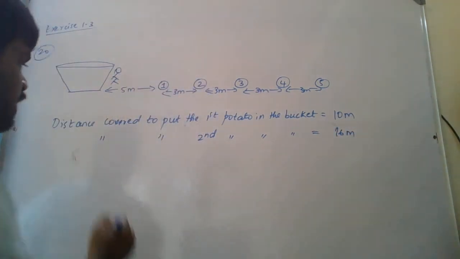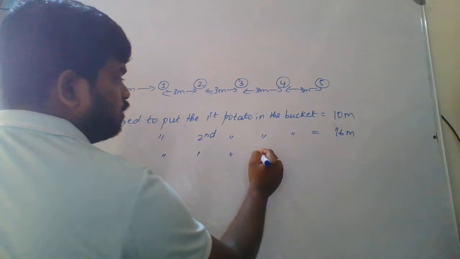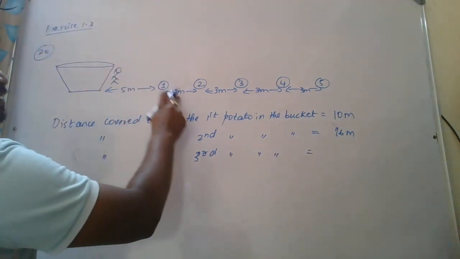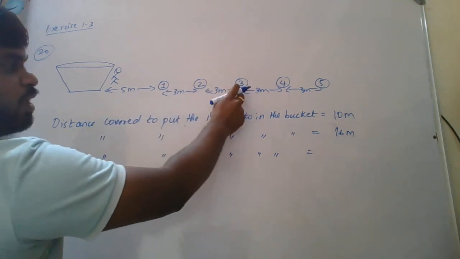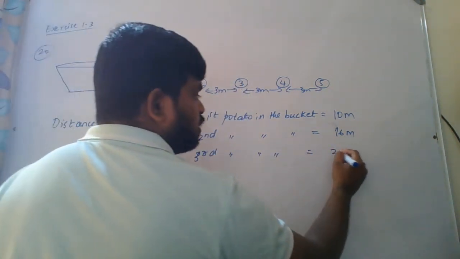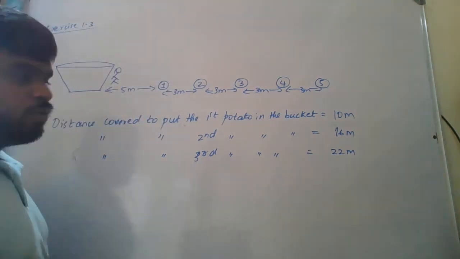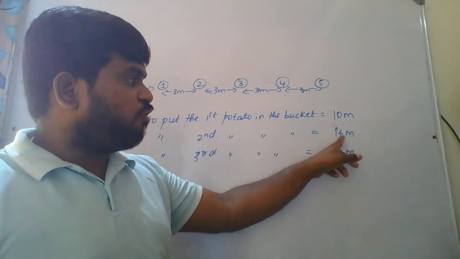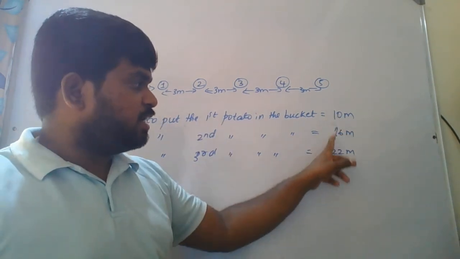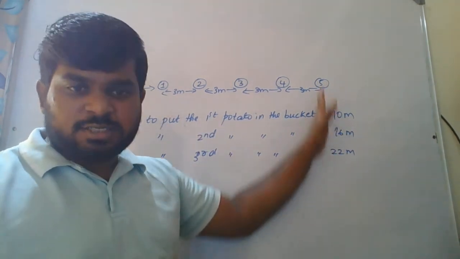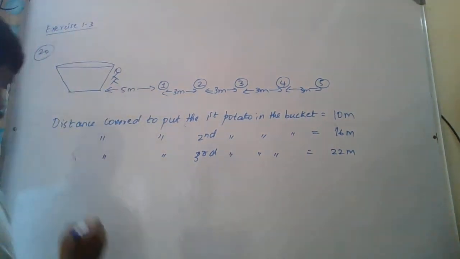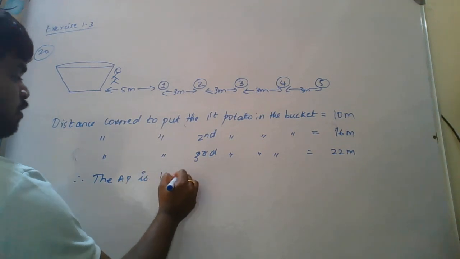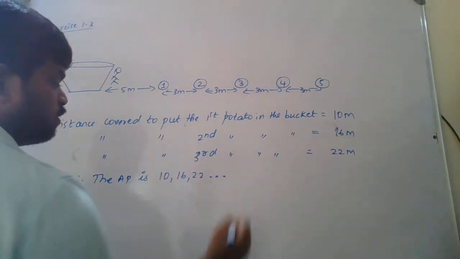Similarly, the distance covered for the third potato. So 5 plus 3 plus 3, it becomes 11 going, coming back 11. 11 plus 11 is 22. Now you have to do this for all the 10 potatoes actually. But if you observe, this is forming an AP: 10, 16, 22. Obviously the next one will be 28. Since it is forming an AP, the AP is 10, 16, 22, and so on.